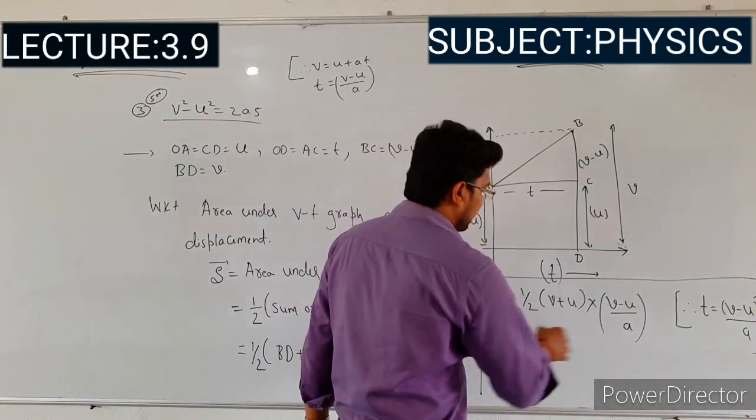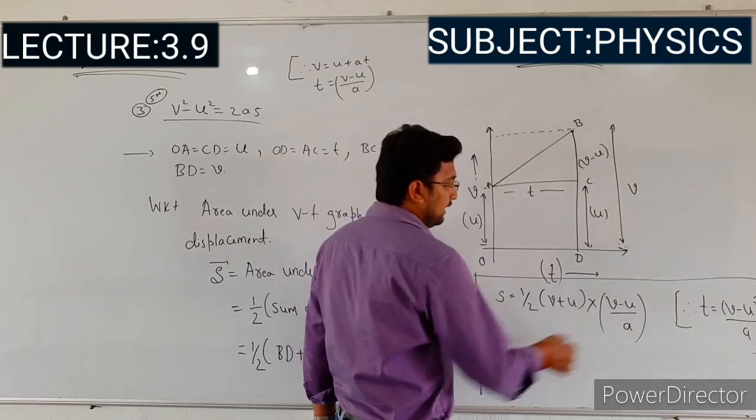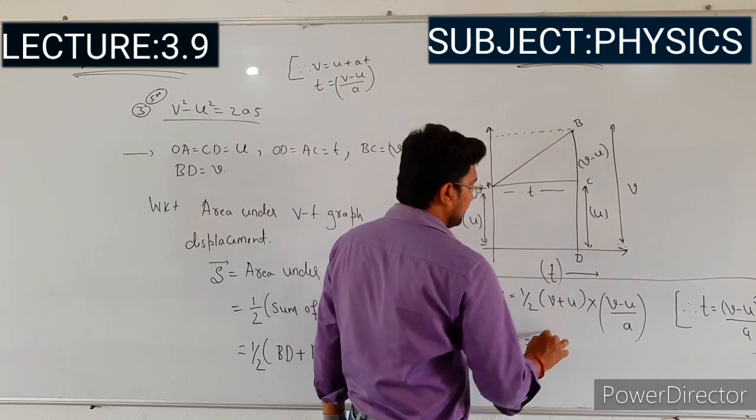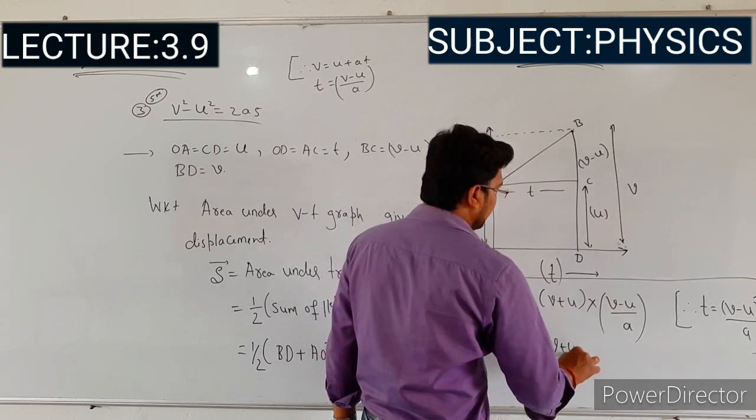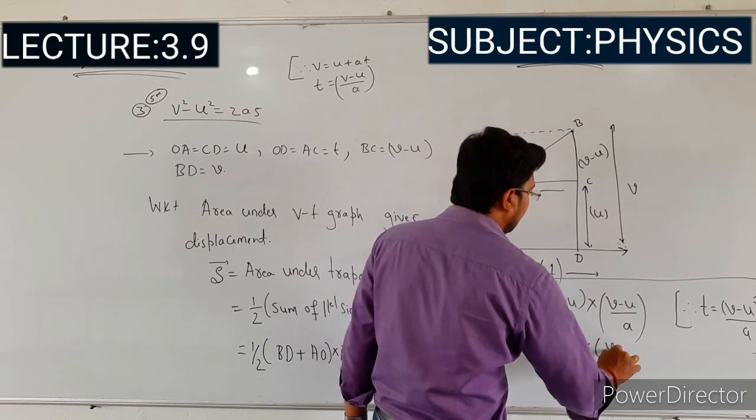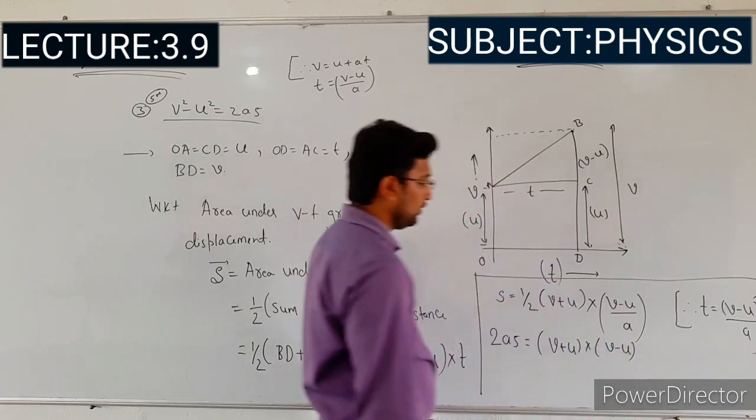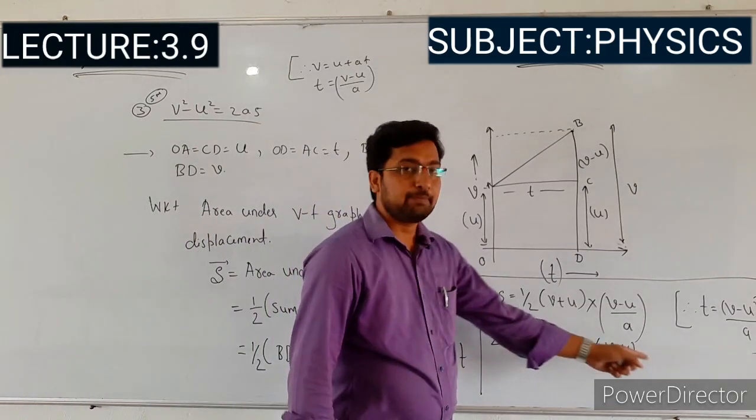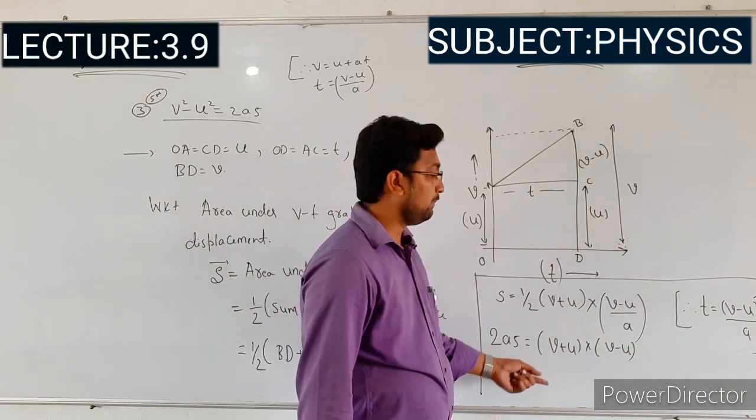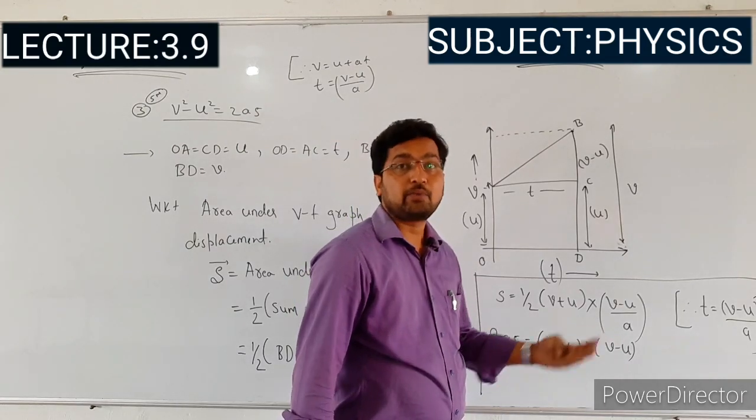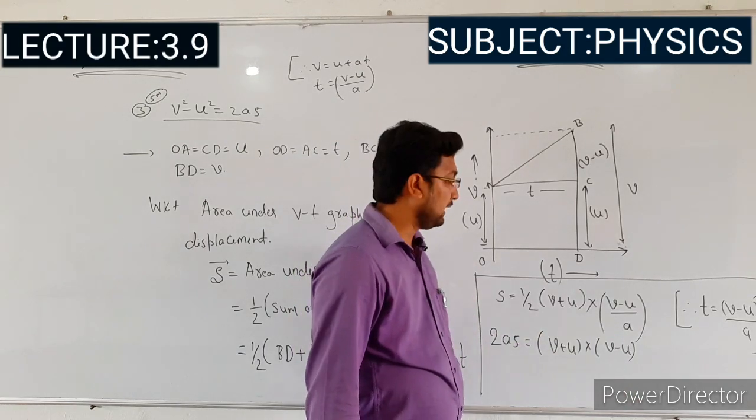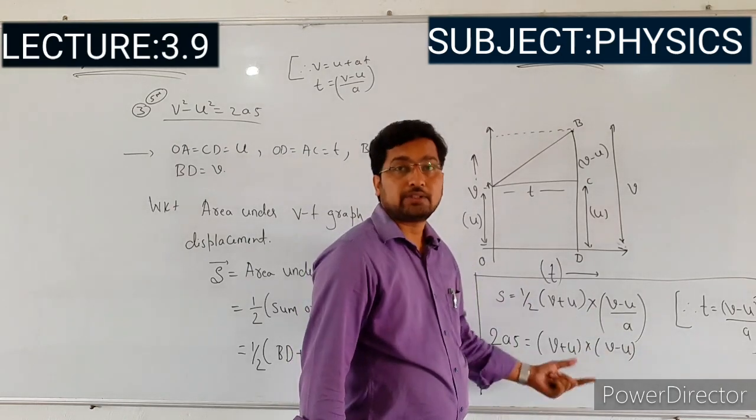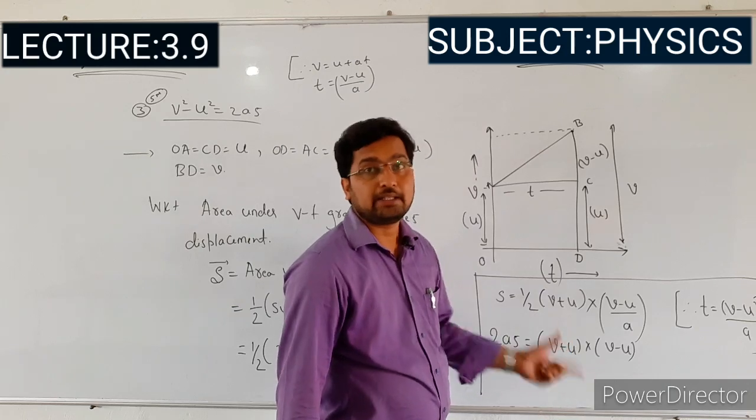Okay. So by cross multiplication, take this 2 this side and A this side, then it becomes 2AS is equal to V plus U into V minus U. This is in the form of A plus B and A minus B. A plus B into A minus B means A square minus B square. Similarly, here V plus U into V minus U is V square minus U square.